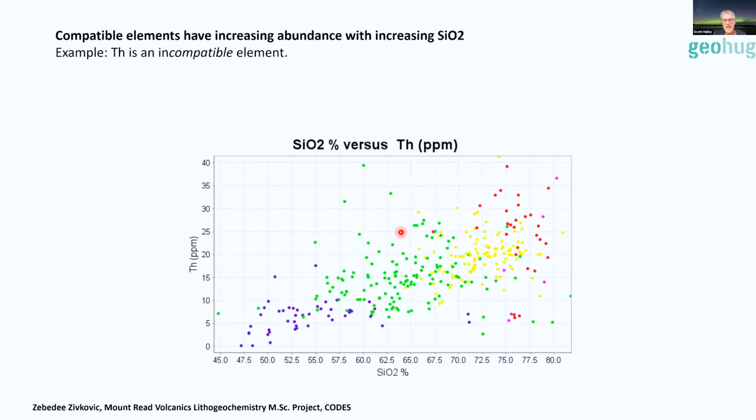Here's an example of an incompatible element. Typically the light rare earths, heavy rare earths, niobium, zirconium, hafnium, a whole bunch of things will behave in an incompatible fashion. That means that as the silica content goes up, these elements increase in abundance, because they don't have any common mineral phases that they substitute into.